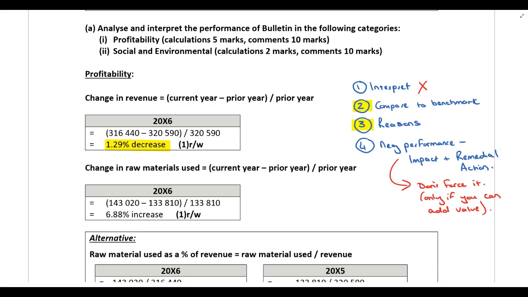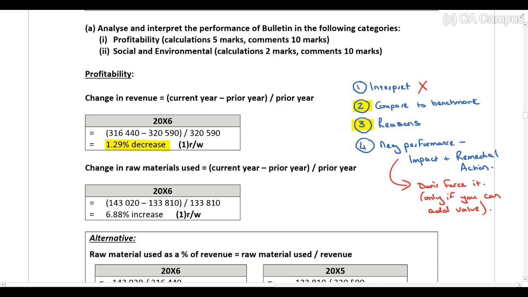But remember, guys, you need to use the correct words here. We can't just say that revenue has decreased by 1.29% from the prior year to the current year. We need to say that revenue has deteriorated. Or if you want to say that revenue has decreased, you need to say it's decreased, and this indicates negative performance. Or you need to say that revenue is worse in the current year because it has decreased. So you need to show that you understand that a decrease in revenue is obviously negative. So make sure that you use the correct terminology or the correct words.